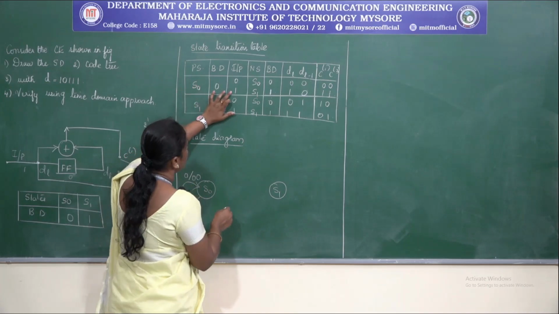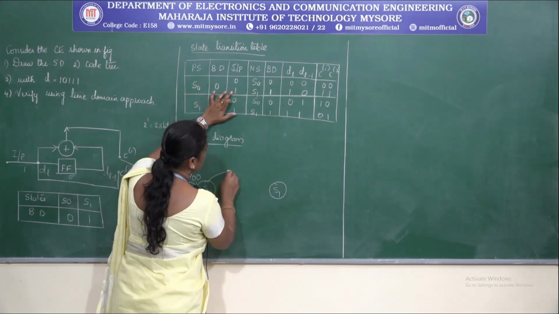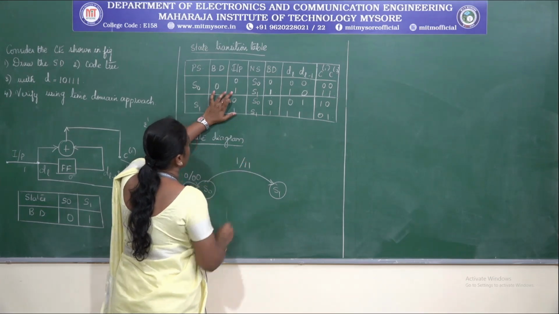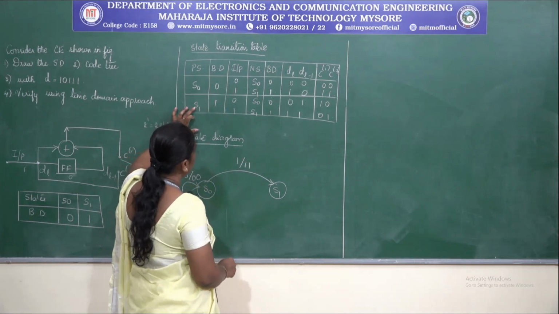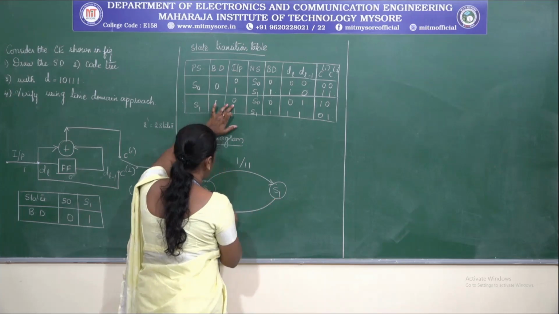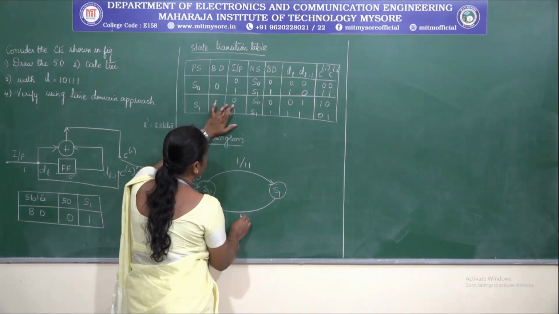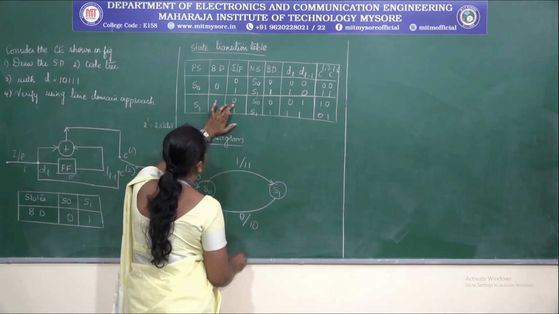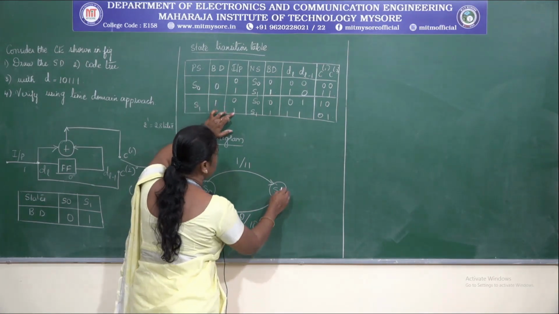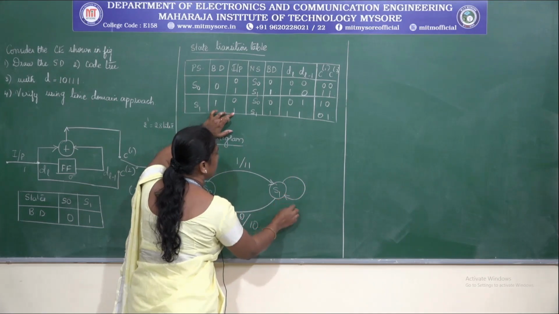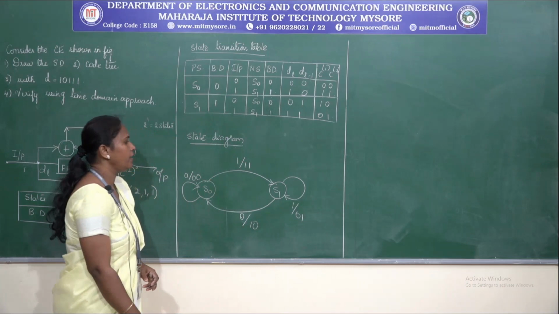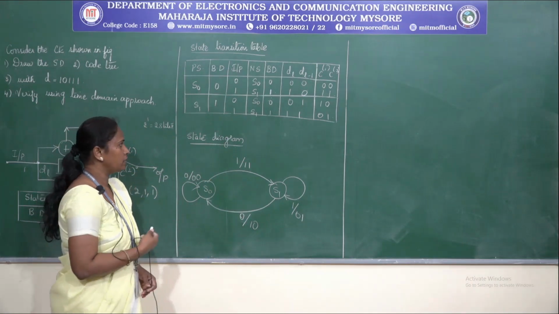If you change the input to 1, it goes to S1 state. So it is input 1, output is 1, 1. Next, from S1, if the input is 0, it goes to S0 state, with output 1, 0. With input 1, it remains in S1 state. With input 1, what is its output? It is 0, 1. So this is how we have constructed the state diagram.